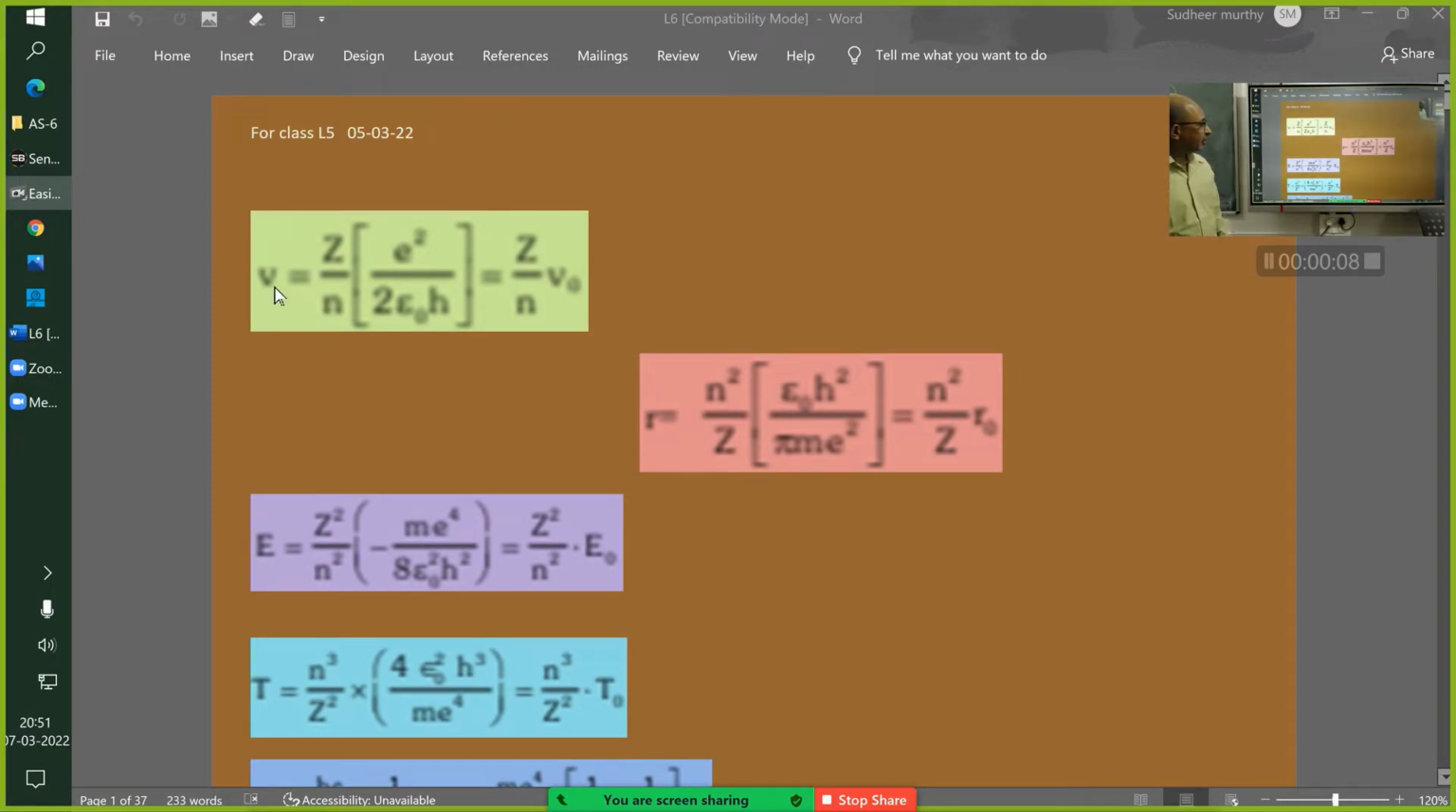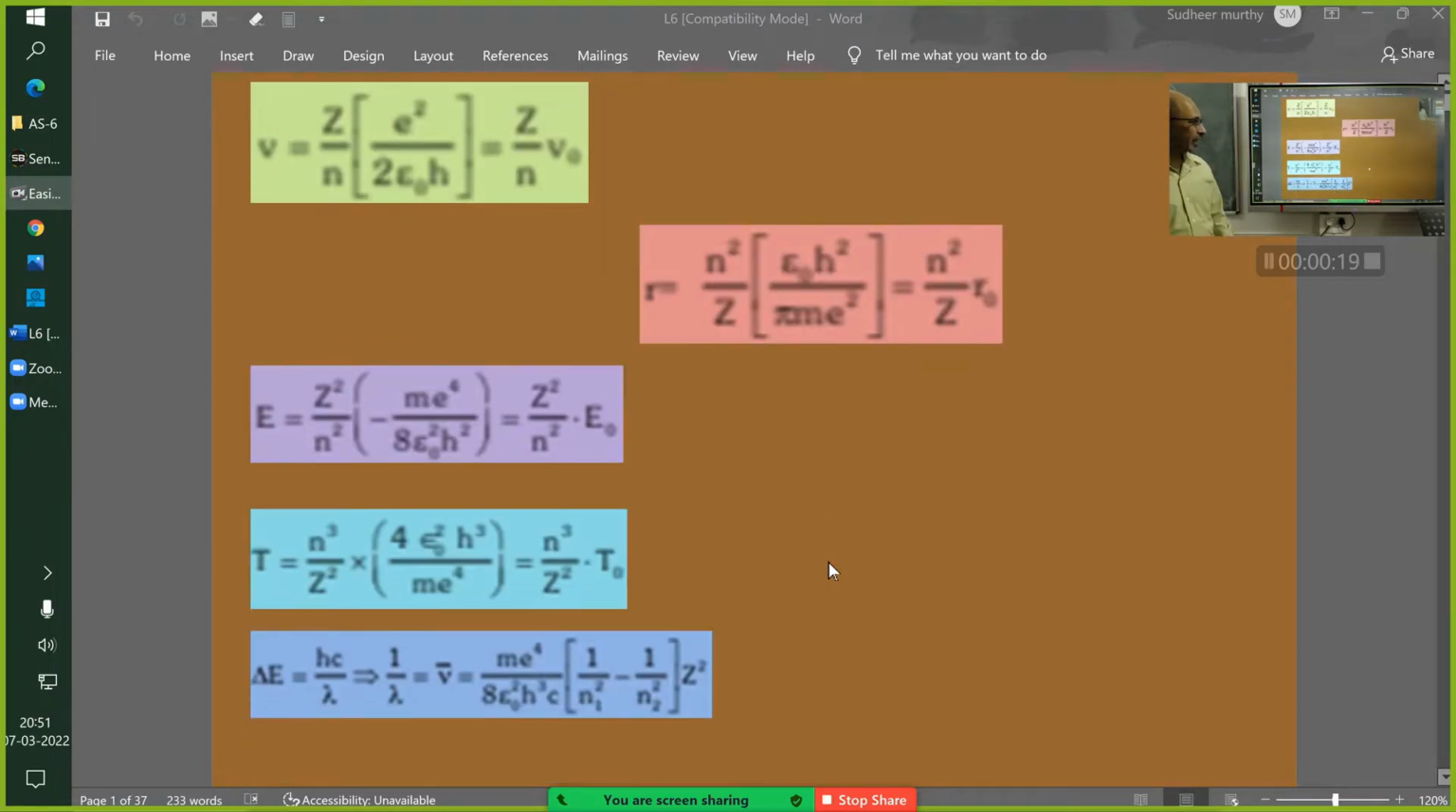So what you have to see here is the velocity. Just have a look at these equations. They are all going to be handy in solving the numericals that we are going to handle now. That's why I said these are all ready reckoners. Most importantly, you see velocity doesn't depend upon mass.